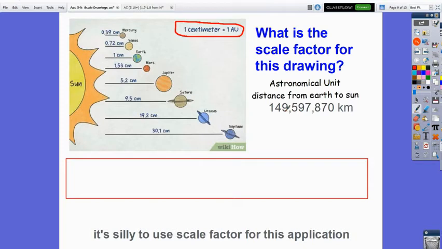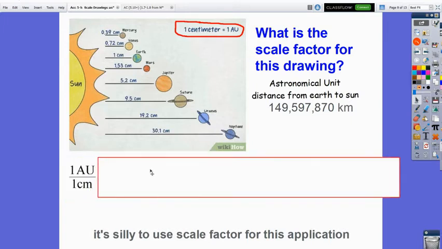Well, I have to have the same units. So if it's centimeters here, then I got to convert astronomical units to centimeters. What is the easiest way to do that? Maybe not the easiest way, but the best way to do it without messing up? That's right, dimensional analysis. I knew you were going to say that.